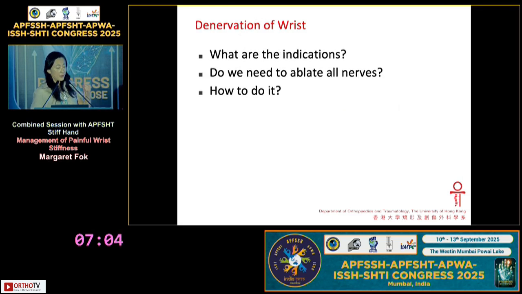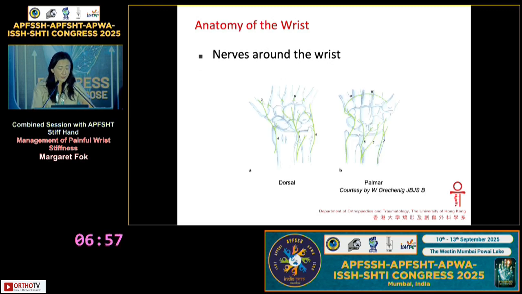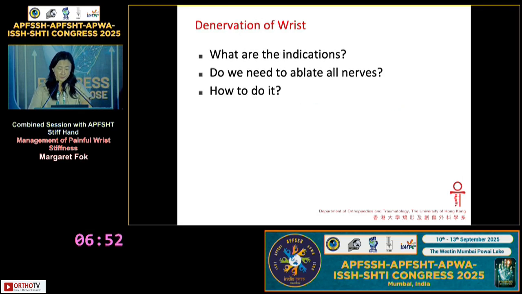So what are the indications for wrist denervation? Do we have to ablate all the nerves as been seen here? And how do we do it? There are so many nerves. Which one should we choose?